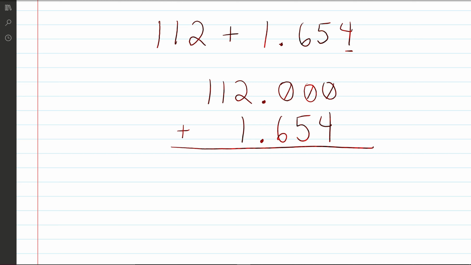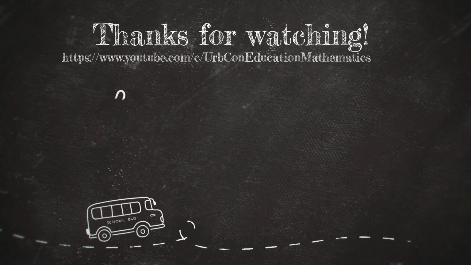So we could just add it like this, or if you chose to, we could make this 112 with zeros in all of the other place values. Whatever makes you feel more comfortable is fine. So then moving from right to left, 4 plus 0 is 4. 5 plus 0 is 5. 6 plus 0 is 6. 2 plus 1 is 3. 1 and nothing, and 1 and nothing. So this becomes 113 and 654 thousandths. Alright, so this was adding and subtracting decimals.